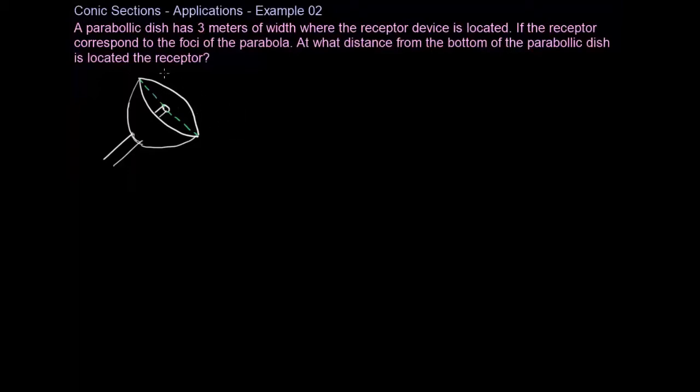So the only information we have is the width of the parabolic dish where the foci is located. Well, the foci will be here, the receptor device. I'm going to do it in here. So this in green, the receptor device. So the width in this case is equal to, I'm going to write here, 3 meters. So we are trying to find the distance from the receptor device to the bottom of this parabolic dish. In other words, if this is the foci, we're trying to locate the distance to the vertex of the parabola.